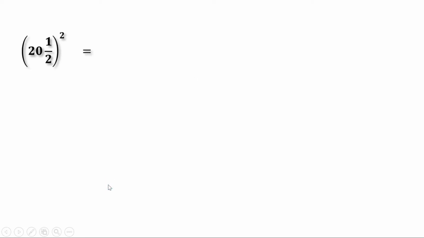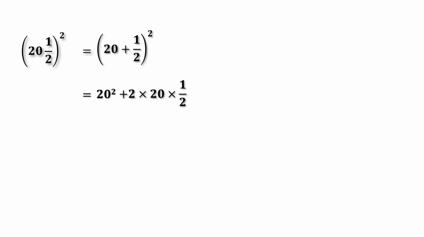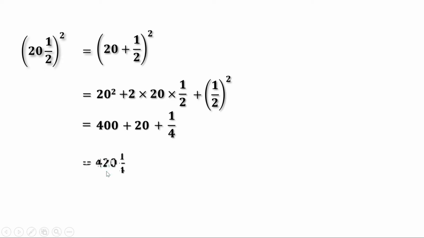Third part, (20 and a half)². 20 and a half can be written as 20 + 1/2. So this can be written as (20 + 1/2)². And that is equal to the first number squared, 20², plus 2 into the first number into the second number, or 2 into 20 into 1/2, plus the square of the second number, or (1/2)². 20² is 400. 2 into 1/2 is 1. 1 into 20 is 20. (1/2)² is 1²/2², or 1/4. 400 plus 20 is 420, plus 1/4 is 420 and 1/4.